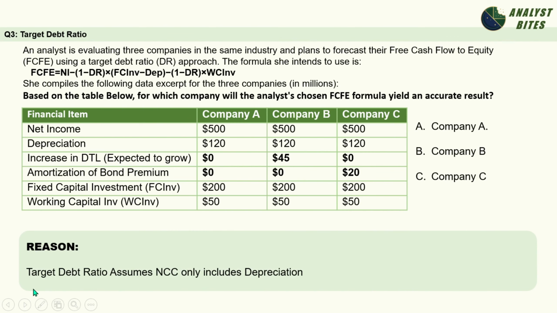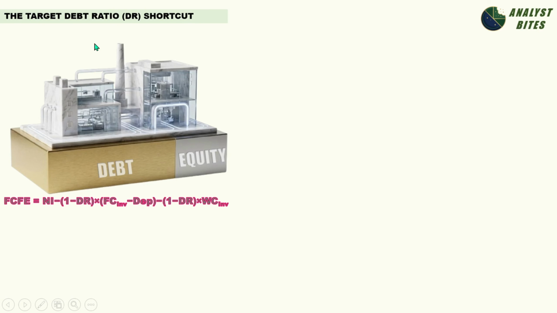With that in mind, let's check the table. Company B has extra NCC from DTL. Company C has an NCC from a bond premium. Only Company A has a completely clean book. No hidden NCC other than depreciation. So the answer is A. Simple as that. Last question brings up a very specific formula for forecasting FCFE, which I listed here.